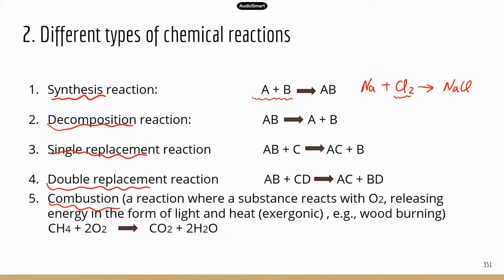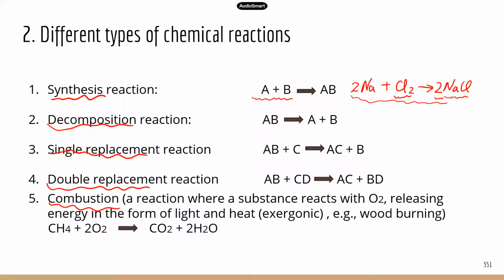You have 2 chlorine atoms at the beginning of the chemical reaction. So in the end, you should have 2 chlorine atoms. And if you put 2 in front of sodium chloride, that means you should have 2 sodium atoms at the beginning of the chemical reaction. So this is the correct chemical reaction after balancing everything.